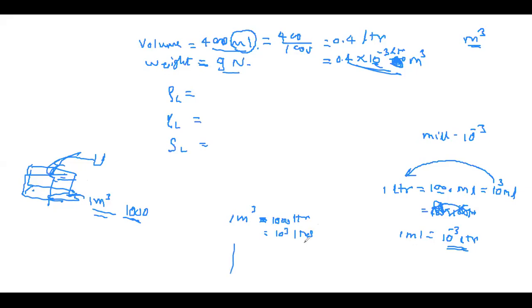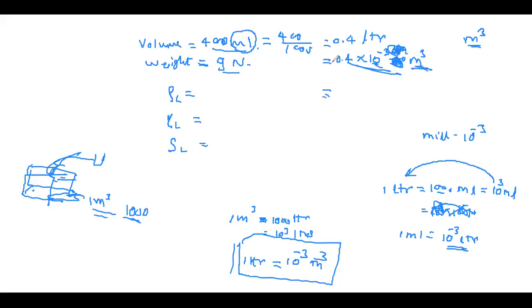Now I want to find how much 1 liter is equal to. So I will take this 10 to the power 3 to the left hand side. So it will become 10 to the power minus 3 and the unit will be meter cube. So 1 liter is equal to 10 to the power minus 3 meter cube. So here, instead of this unit liter, I will write meter cube.